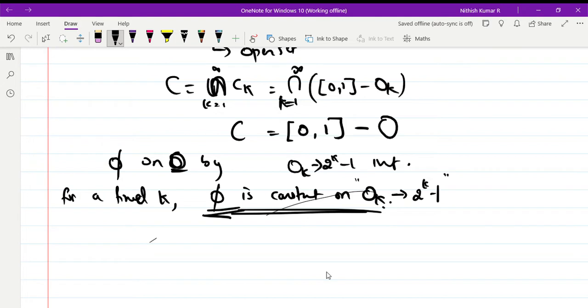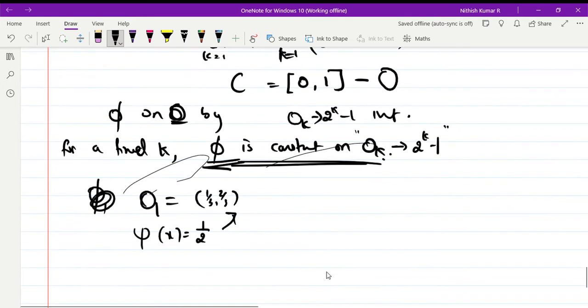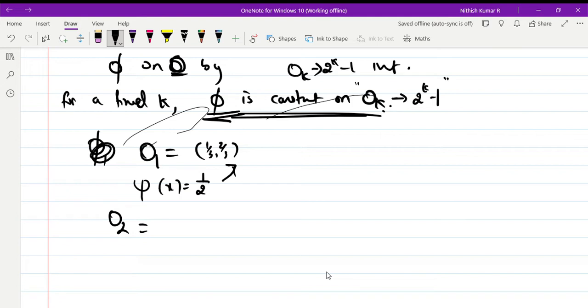Like in O1, which is just an interval, that is (1/3, 2/3), phi of x is equal to a constant, and particularly we are taking this to be 1/2 in this interval. Now O2 is a union of two intervals, that is (1/9, 2/9) union (7/9, 8/9).